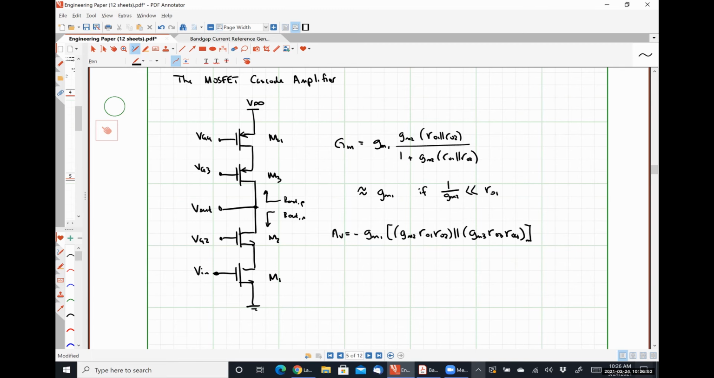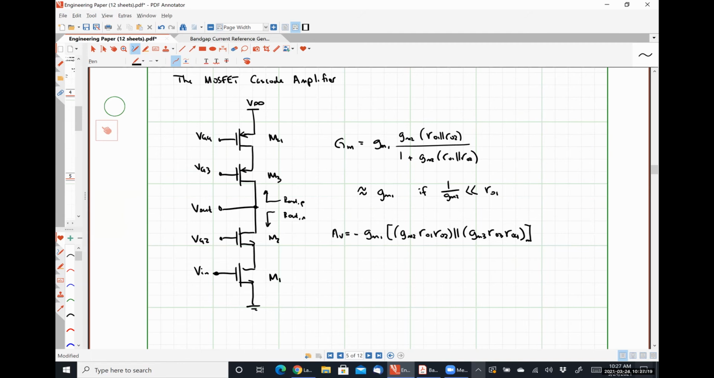And again, all three of these transconductances can be different. All four of those channel length modulation resistances can be different because the size of the transistors can easily vary just depending on what the designer chooses. So we can't really simplify this any further. Its behavior other than that is exactly the same, right?